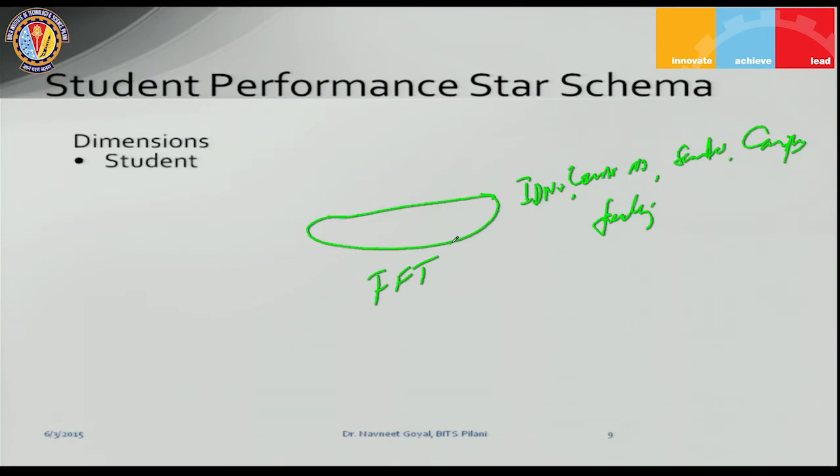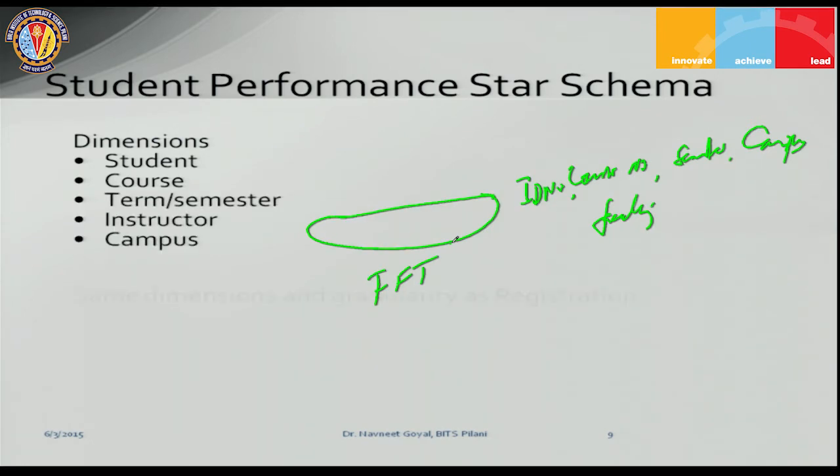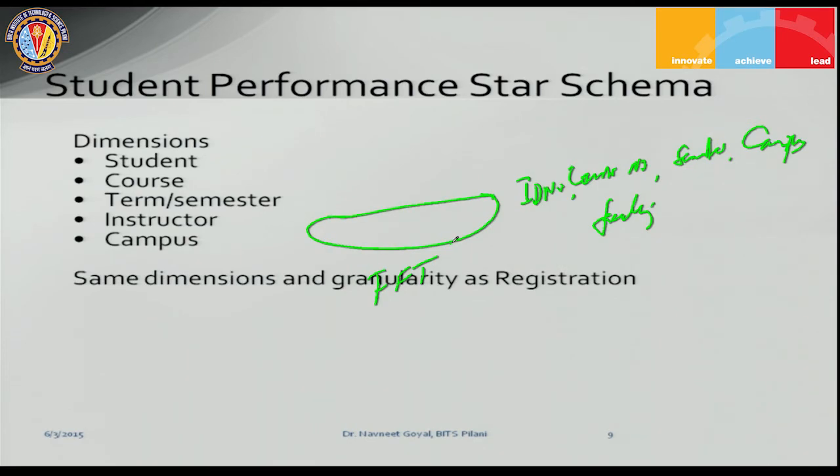So now let us turn our attention to student performance. Here you will need to identify the student, the course, the term and the semester, the instructor, and campus. Some dimensions and granularity are the same as registration, because performance also happens once a semester, and so does registration. So they have the same kind of granularity.